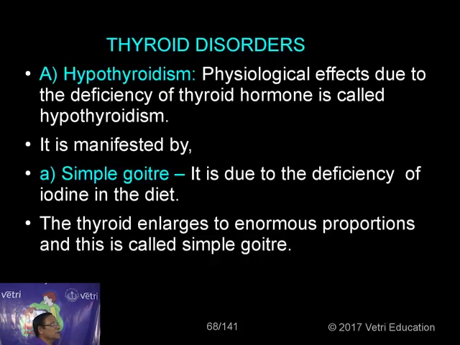If the level of iodine is less in the diet, the secretion of thyroxine is impaired. So, an inadequate amount of iodine results in a goiter.